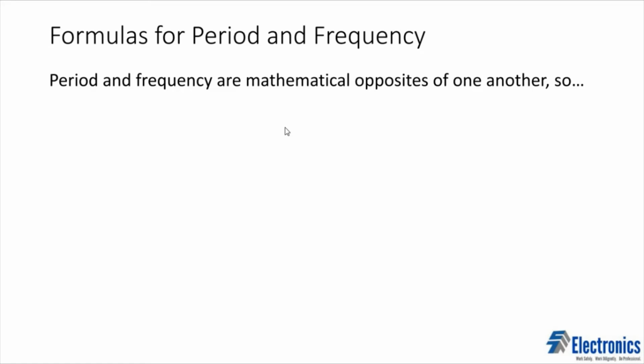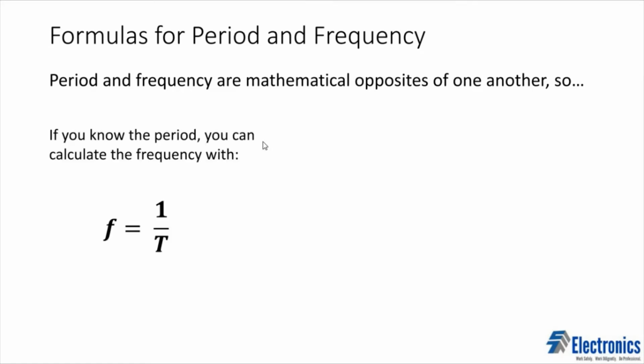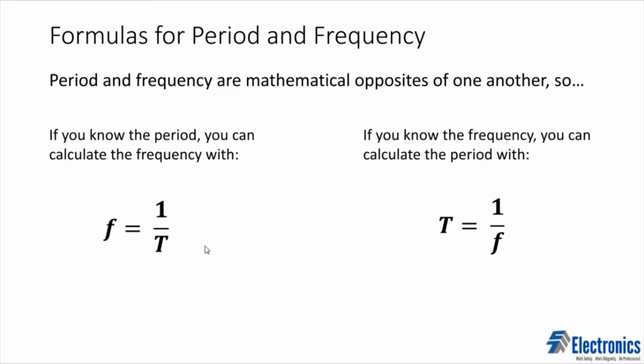Okay, first of all, they're mathematical opposites of one another. So in other words, frequency equals 1 over the period, and period equals 1 over the frequency. So again, like I said, if you know what your period is, you can calculate your frequency. If you know what your frequency is, you can calculate your period. And now we're going to do a couple practice calculations using these two formulas, but it's fairly simple.